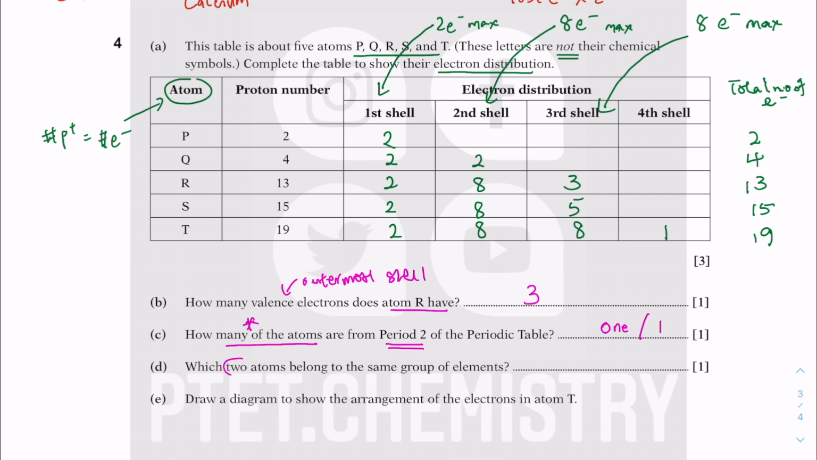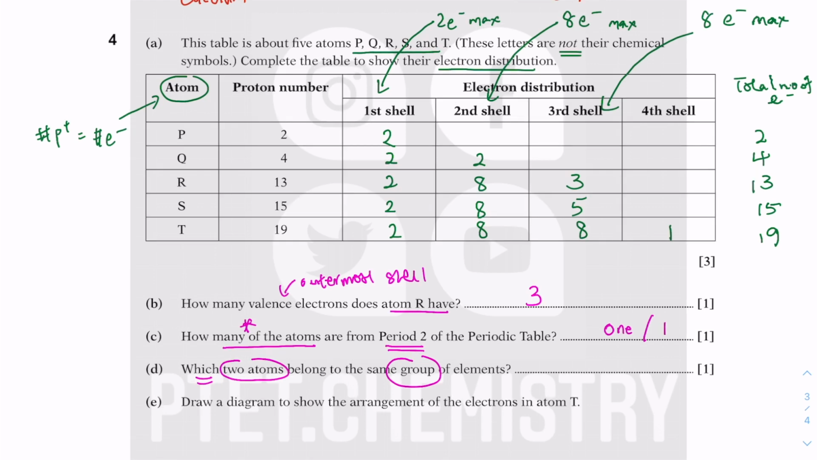Which 2 atoms belong to the same group? Belong to the same group of elements. Do I really have a same group of elements here? Which 2 atoms belong to the same group? Let me think. Have I made a mistake? 10, 15, 10, 18, 19. Which 2 atoms belong to the same group of elements?